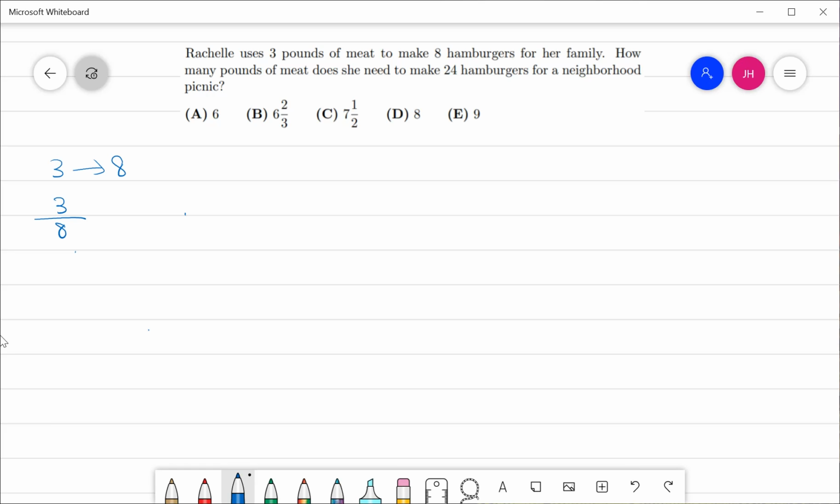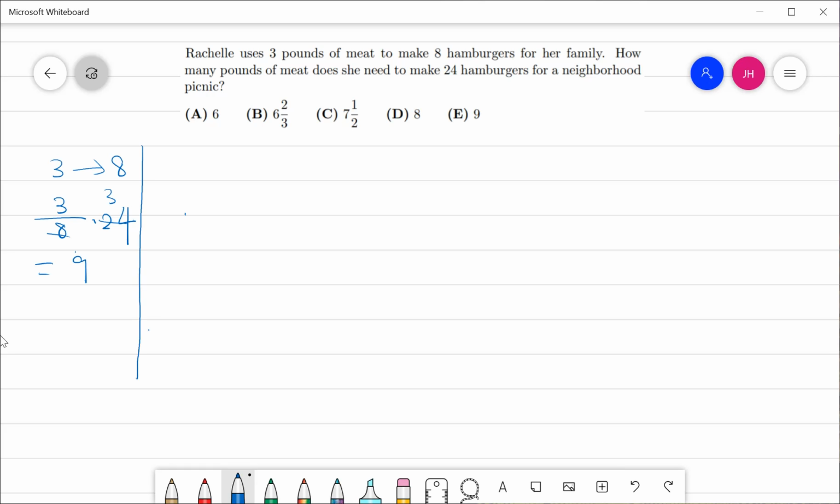And then she needs to make 24 hamburgers. So of course, then that'll be 24 times of that. And you cancel this 8, get 3, and 3 times 3, that's 9. So the answer is E.